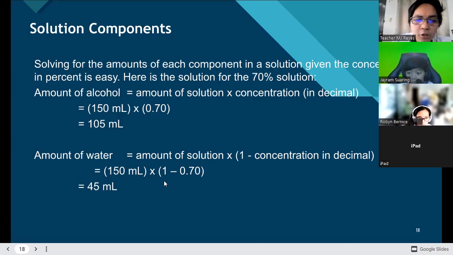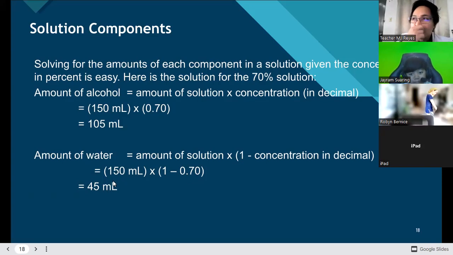How about the amount of water? The formula in order for us to get the amount of water is simple as 1, 2, 3 also. Amount of solution, which is the 150 ml bottle, the entire bottle, times 1 minus concentration in decimal. So 1 minus 0.70 times 150. The result is 45. Bring down the unit used, ml. So the water in your 150 ml 70% alcohol solution is only 45 ml, while the alcohol is 105 ml.